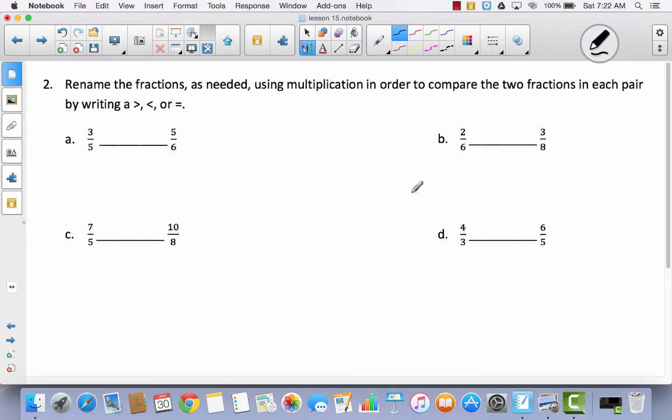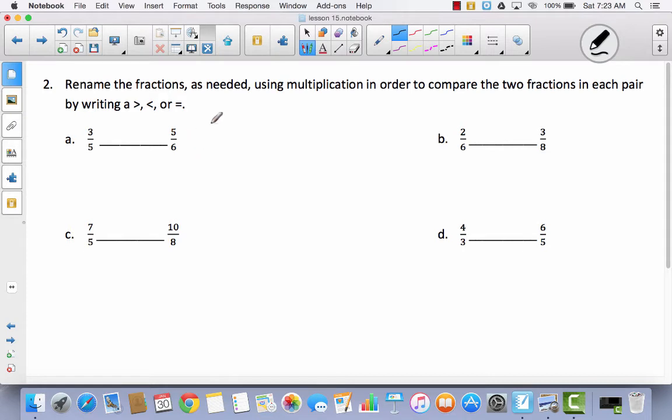Okay? We're pretty much going to do the exact same thing on the back as we did on the front. I'd like for you to try to do one of these by yourself. See if you can figure out how to use multiplication to compare these two fractions. If you're a little bit nervous about doing this one by yourself, you can do it with me. Or if you feel pretty confident, go ahead and pause the video and try to do it by yourself.